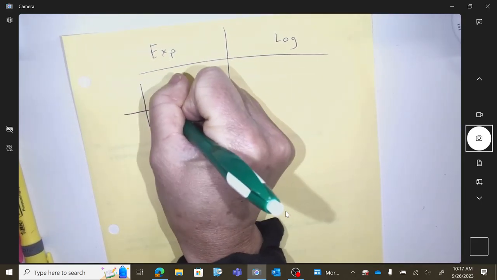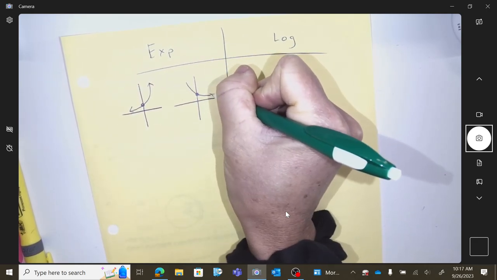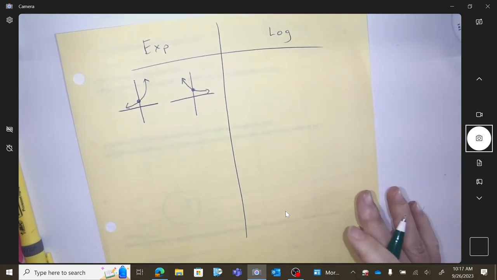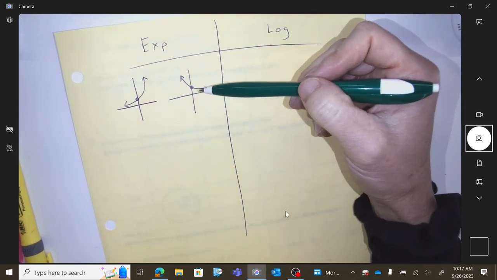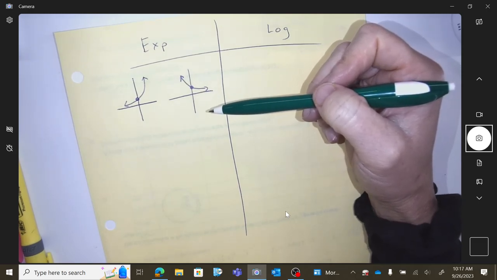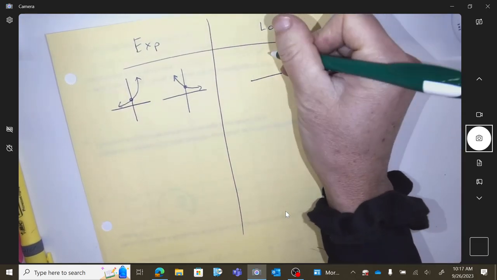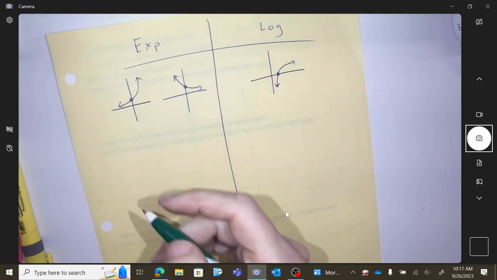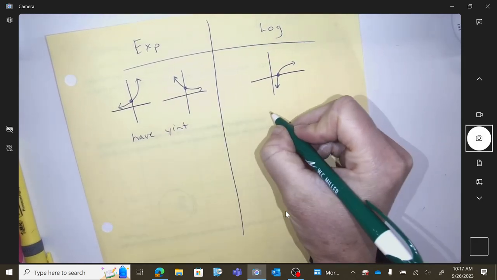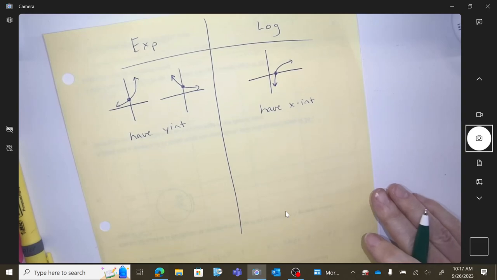So again, exponential functions could either look like that or like that, okay? What's important about them is they have a y-intercept, no x-intercepts. So whenever you see a graph and you say, does it have a y-intercept or x-intercept, that will help you determine. Because a log will have an x-intercept and no y-intercepts. Okay, does that make sense when you're looking at these? So that's kind of a big thing about how you can tell the difference of what function this would be.